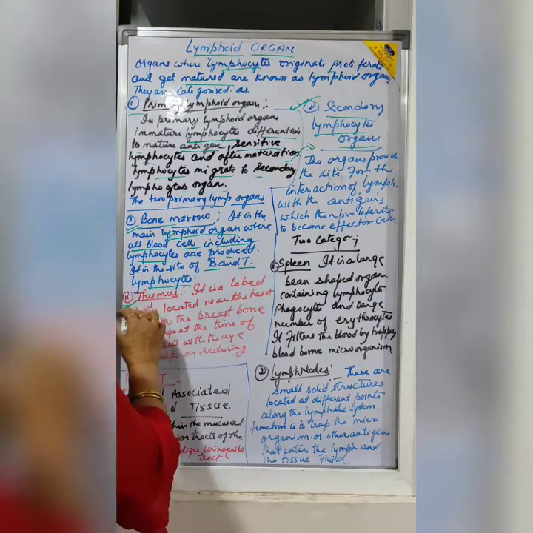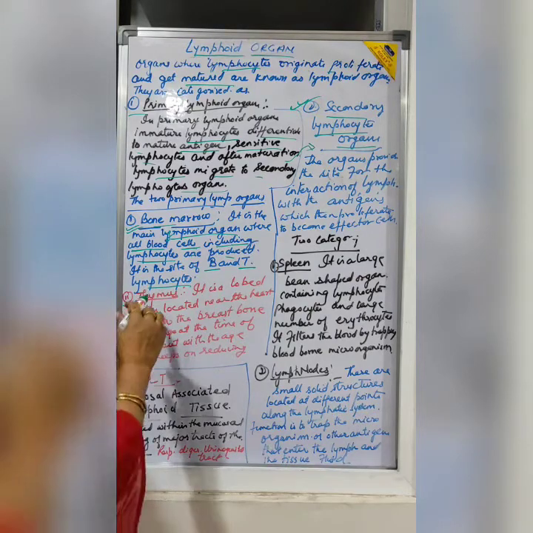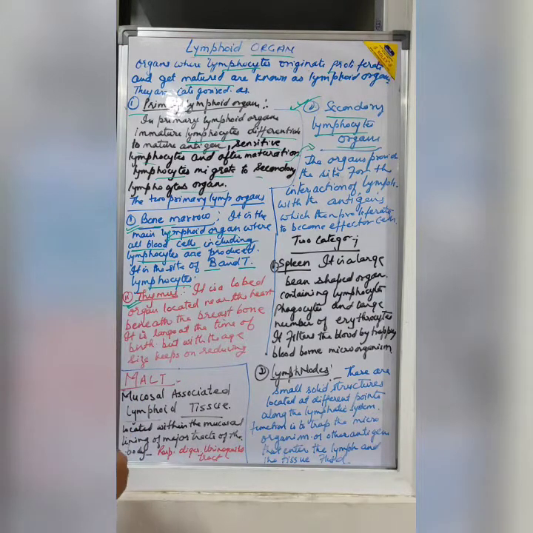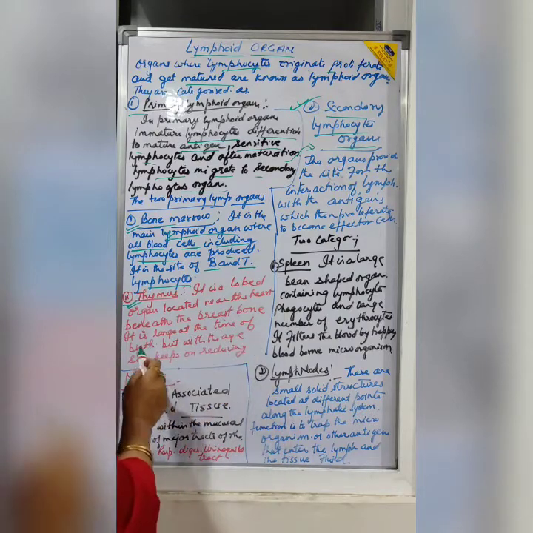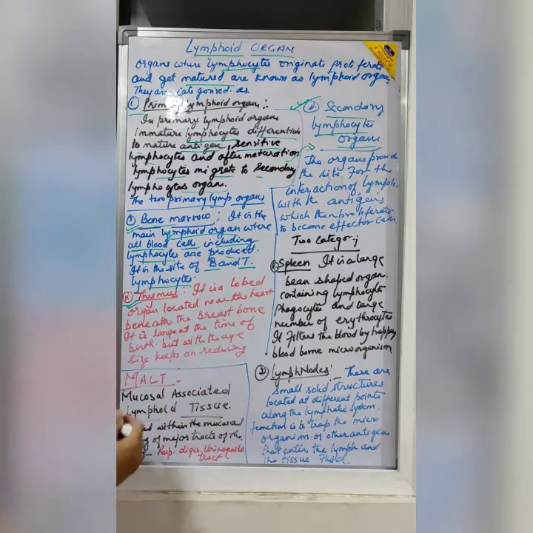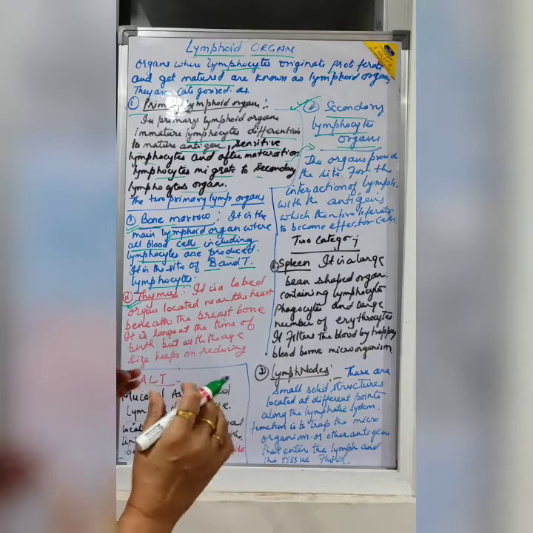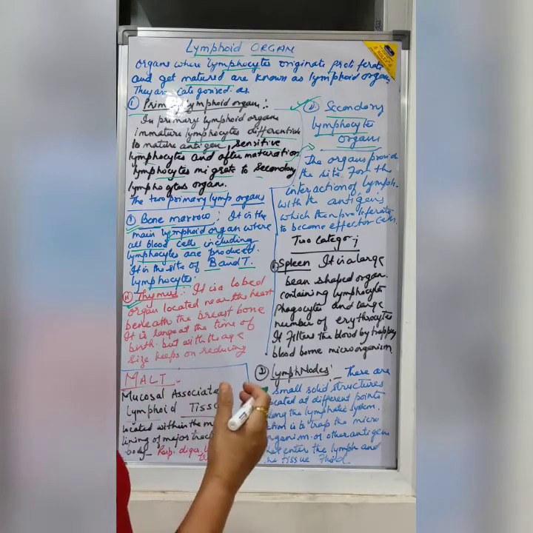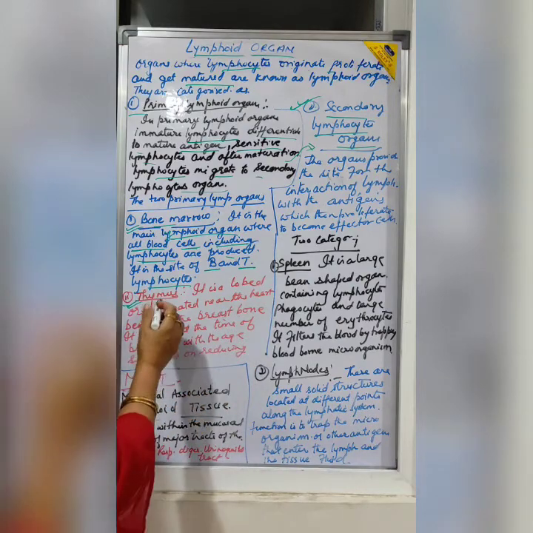Next we come to the thymus. It is also a primary lymphoid organ. Thymus is a lobed organ located near the heart, beneath the breastbone. It is large at the time of birth, but with age, its size keeps on reducing. As we grow old, the size of the thymus keeps on reducing.